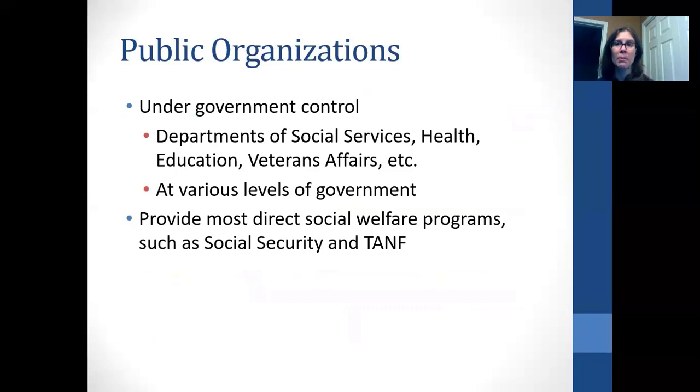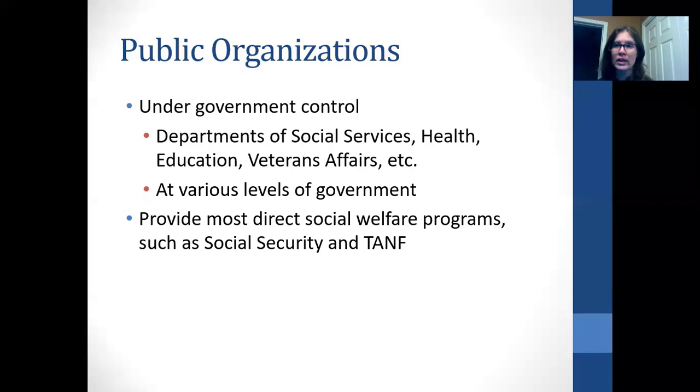So the first, when we look at public organizations, so public is under the government control. So when you look at the Department of Social Services, the Department of Health, Department of Education, Veterans Affairs, these are directly under the government control. So the government has 100% control over them. They're completely funded by the government. And they're being provided at various levels of government. So for example, there's a Department of Health at the federal government level, at the state level, and at the local government level. So all of these levels of government have different social services that they are providing.